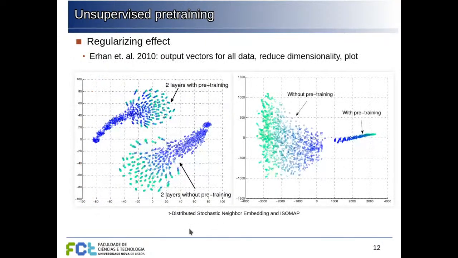This is an example from this paper, where the authors trained 50 networks for the NIST classification problem, and trained them with random initialization or by using unsupervised pre-training first. And then what they did was, along the training of the network, they took all the activations of the neurons on the test set and used those activations as a large vector projected into lower dimensions. So this is a T-SNE projection and an ISOMAP projection.